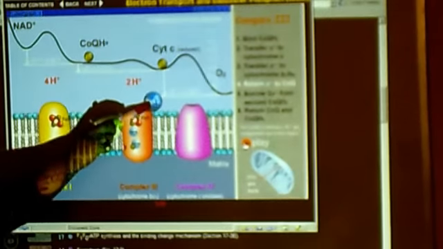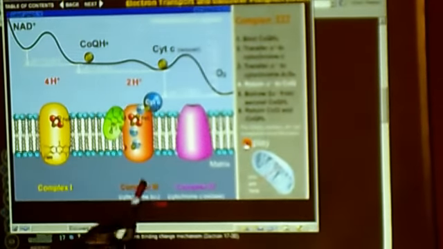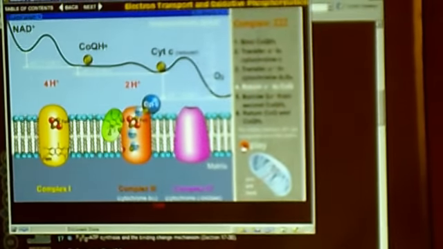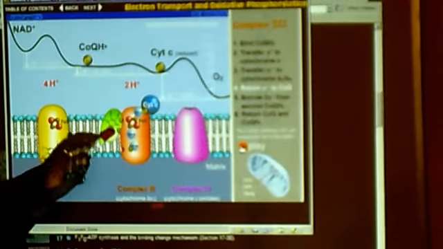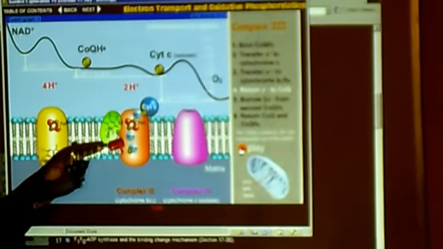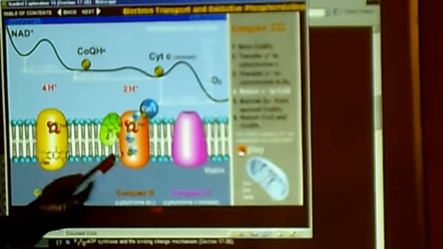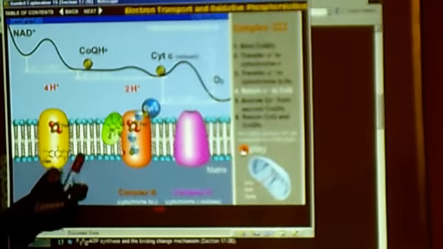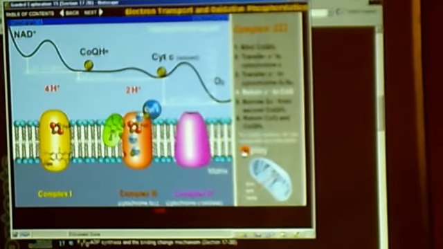When the first electron was given to the cytochrome C, in the meanwhile, 2H plus has been transferred from the matrix to the intermembrane space. Now, the second electron, when it has been transferred to cytochrome BL, is then transferred to cytochrome BH. And from BH, it will once again come back to this position. Do you see this position? There is some docking site. Okay, so there it will go.